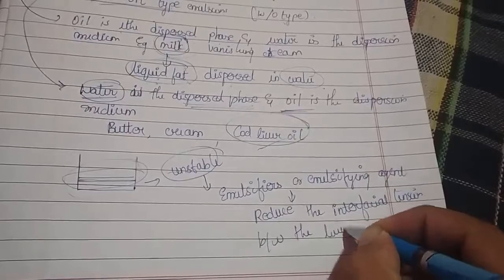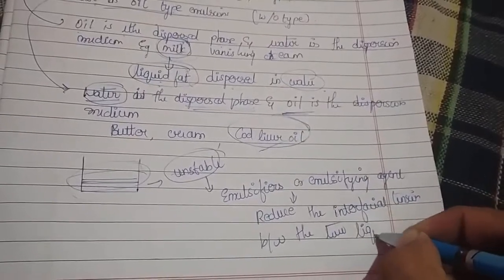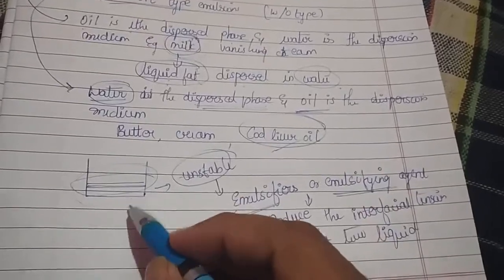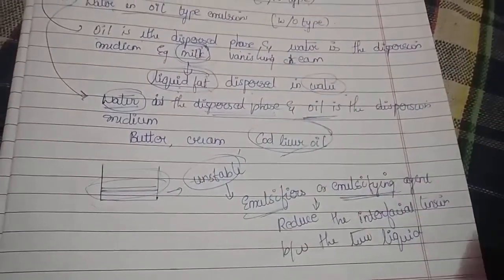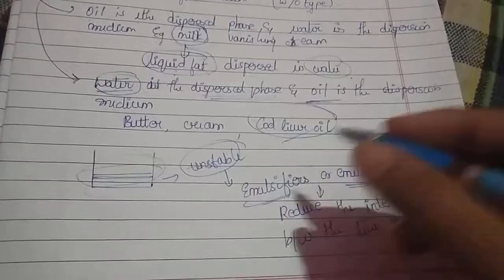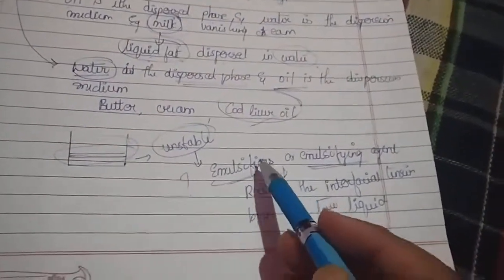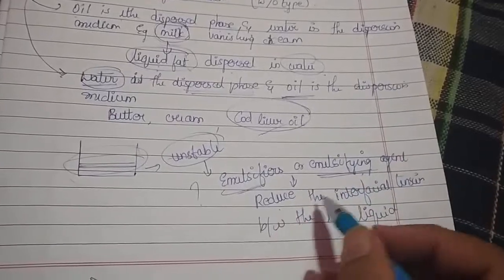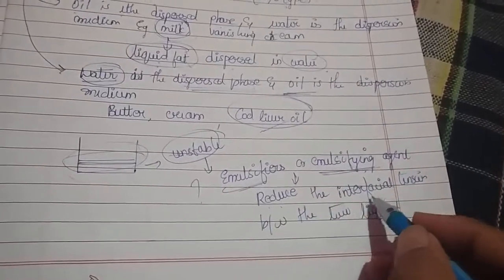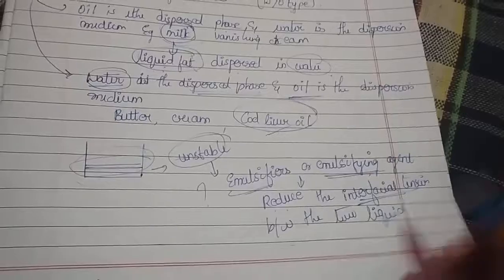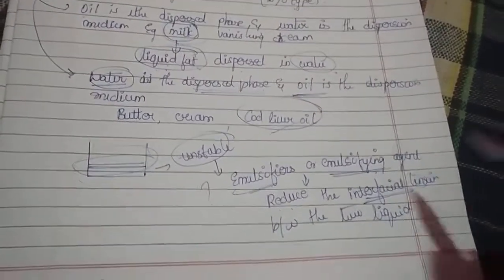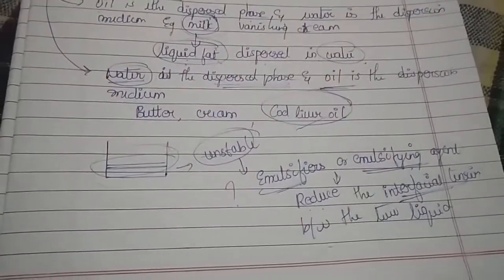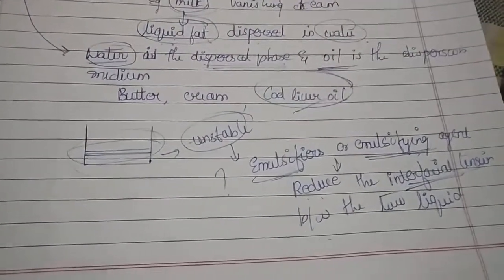So now the question arises: whenever you add emulsifying agents, the two immiscible liquids become miscible. But how? Basically, when you add such emulsifying agents, they act in such a way as to reduce the interfacial tension between your two liquids. So when the interfacial tension decreases between the two liquids, two immiscible liquids easily become miscible.